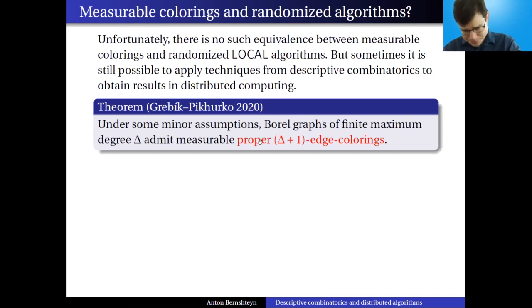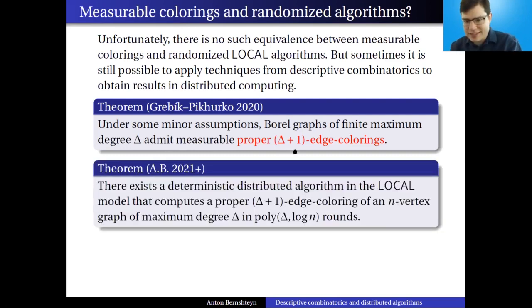It's about edge colorings. Suppose we want to color edges of a graph rather than vertices in such a way that edges sharing a vertex are colored with different colors. Well, of course, if the graph has maximum degree delta, so there is a vertex with delta neighbors, all the delta edges incident to this vertex will have to have different colors, so you need at least delta colors. And the classical theorem of Vizing says that delta plus 1 colors are always enough for this. So the open question was whether or not you can get such a delta plus 1 edge coloring that is measurable. And that's what Grebík and Pikhurko did under some minor technical assumptions I don't want to get into. So under these assumptions, Borel graphs of finite maximum degree delta admit measurable proper delta plus 1 edge colorings.